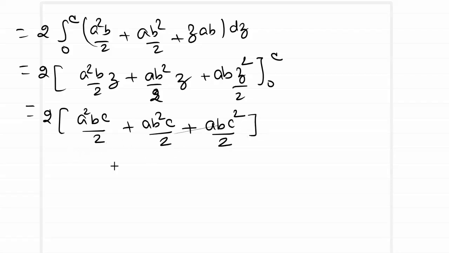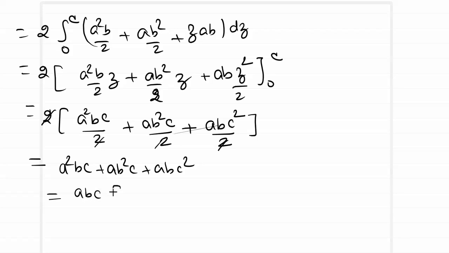So what will happen now? This 2 in the denominator can be taken outside as common and cancelled off, which leaves you with a square bc plus ab square c plus abc square. Now this can be further simplified by taking a, b, c common from all the 3 terms, which leaves you with a plus b plus c in the brackets. So this is what I have evaluated for the right hand side of my Gauss divergence theorem.